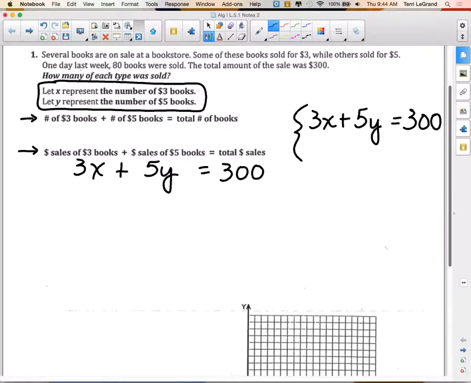And then what's another equation that we can have for this one? Cameron? You can write another one down? Macy? 3x plus 5y equals 80. 3x plus 5y equals 80, so that would be this one right here.